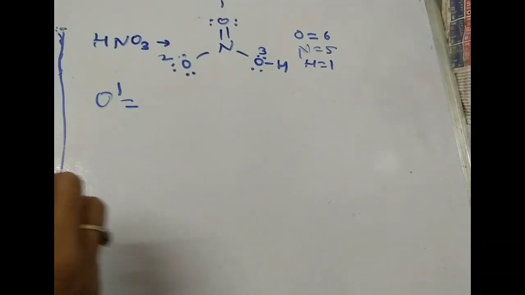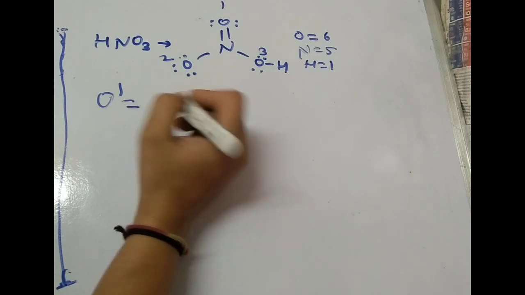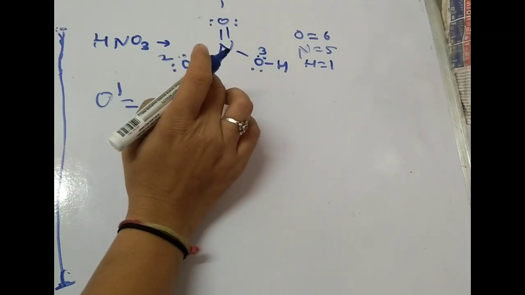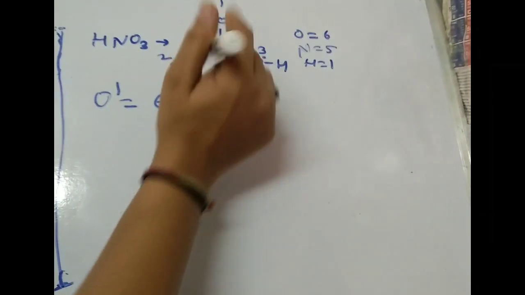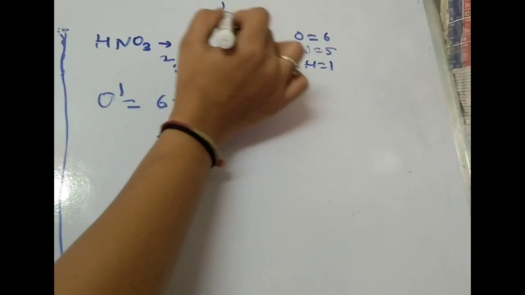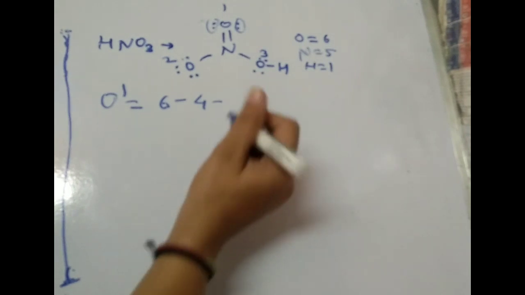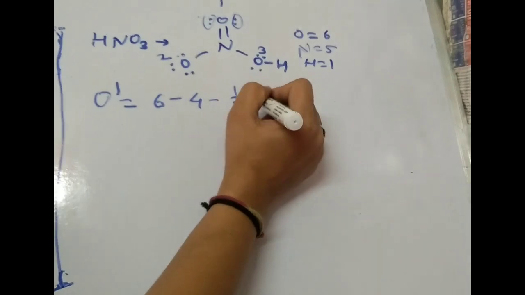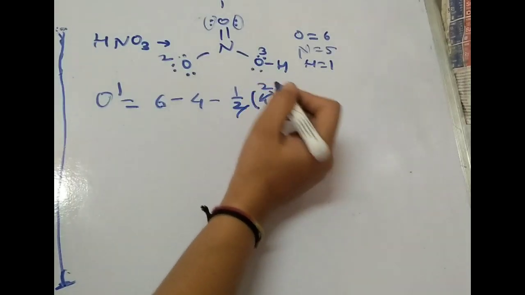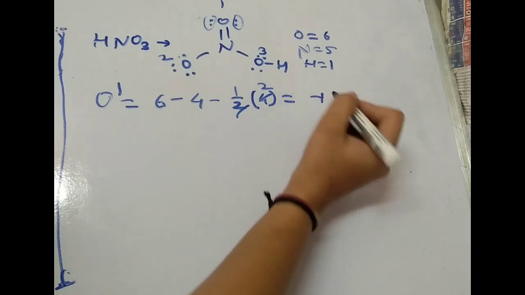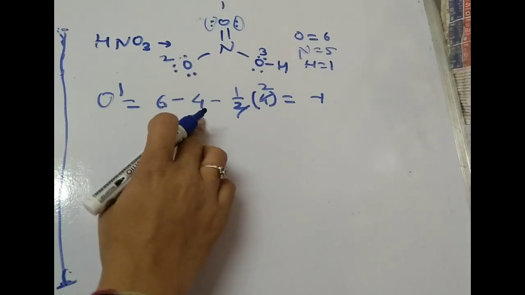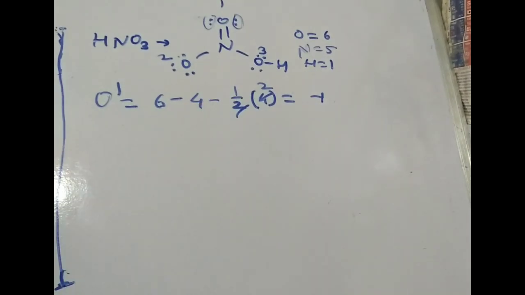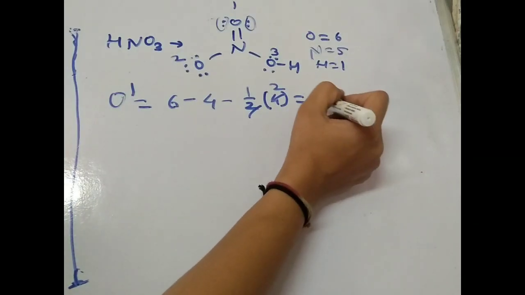The formula is total number of valence electrons, that is 6 electrons in oxygen, minus the non-bonding electrons. For O1 the non-bonding electrons are 4: 2 lone pairs means 4 electrons, 1 lone pair means 2 electrons. Minus half of the total number of bonding electrons. So 1, 2, 3, 4, there are 4 electrons in bonding. After the calculation, what do we get? 6 minus 4 minus half of 4 is 2, that is 6 minus 4 is 2, 2 minus 2 equals 0.